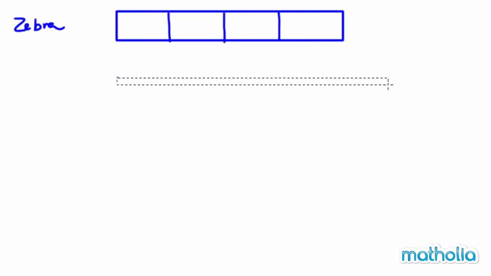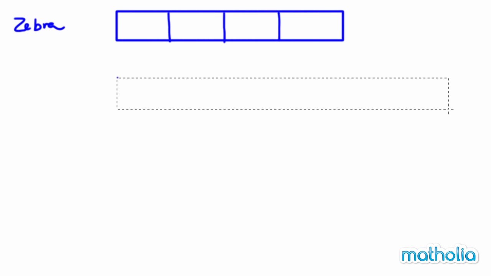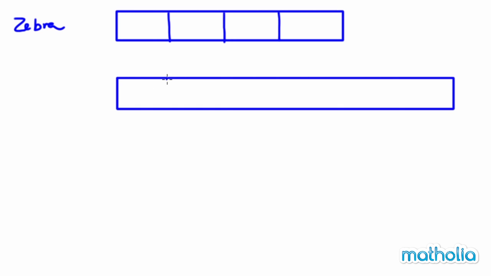So 3/4. So let's say this is 1, 2, 3, 4. This is my zebra. And it's equal to half the number of deer. That means I must have about 2 more, because this is 1, 2, 3, 4, 5, and 6. Right, so this is my deer.